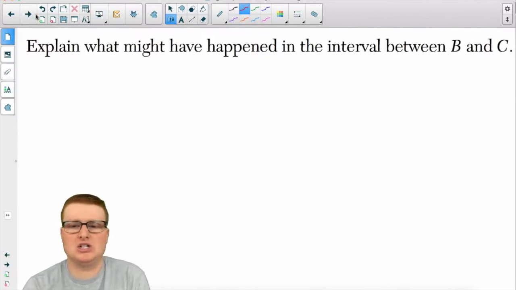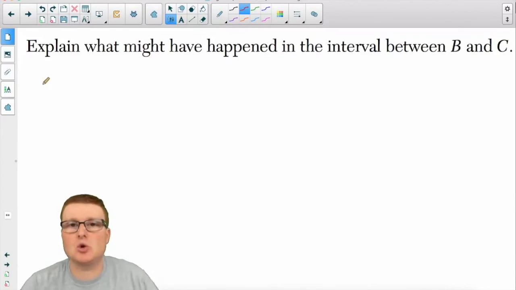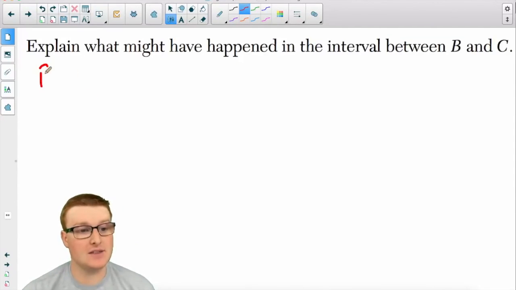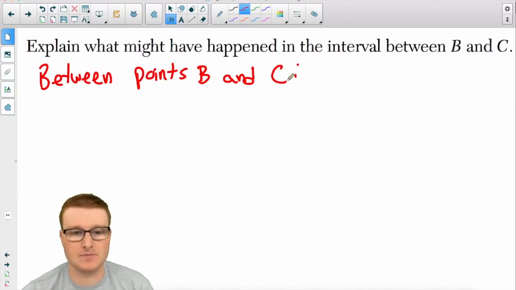So you could put a whole bunch of answers for this. As long as you get the gist or the idea that he stopped for an hour and a half, you got this question right. So I said the following answers. You could pick any one you want, or you could just compare. Between points B and C, I put the following answers.